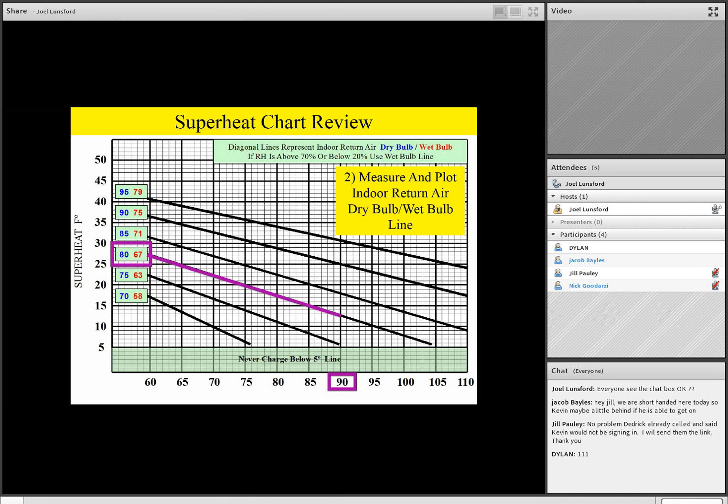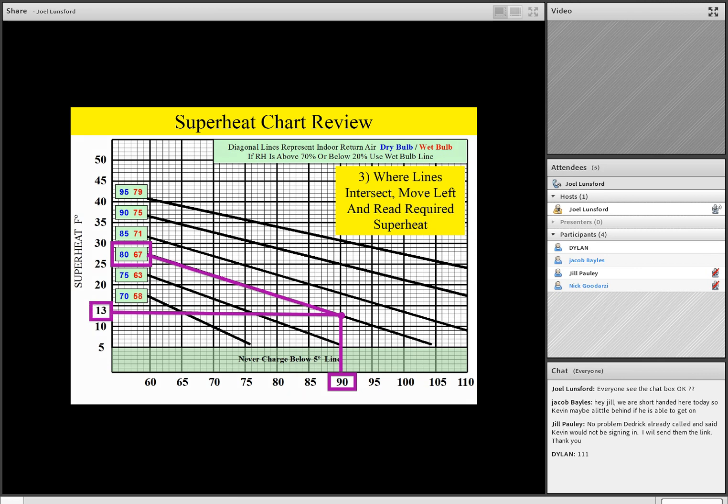Those can vary some based on the relative humidity, but let's say it's 50% relative humidity in the space. So we'd use that blue number, and let's say our measurement was an 80 degree dry bulb return air temperature. We'd find that corresponding line and take it down until it intersects the outdoor temperature line from step number 1. Where those two lines intersect, you move straight to the left, and then you find the superheat that's required under those points of measurement.